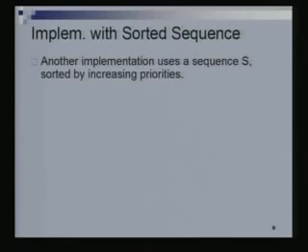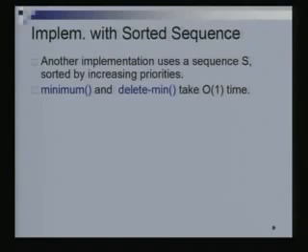So, how about using a sorted sequence to try and implement a priority queue? Now we are going to have a sequence in which the elements are sorted with increasing priorities, that is, the element with the smallest priority is sitting right at the front of our sequence. In which case minimum and delete min are just going to take a constant amount of time. The minimum element, as I said, is the element at the front of our sequence. So, we will just be able to retrieve the minimum element in constant time.